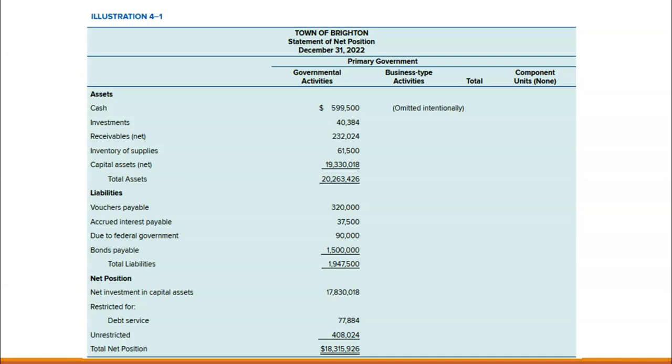This is, of course, a little bit different than what you would see for a typical balance sheet because we don't have equity accounts, where in a business we would have retained earnings, stock, those types of things. So we have assets, liabilities, and then net position.